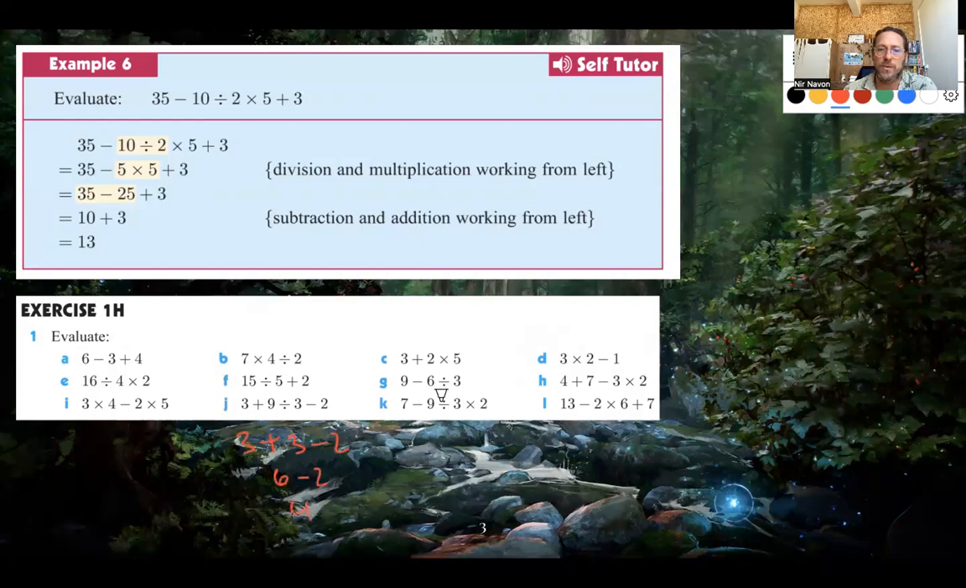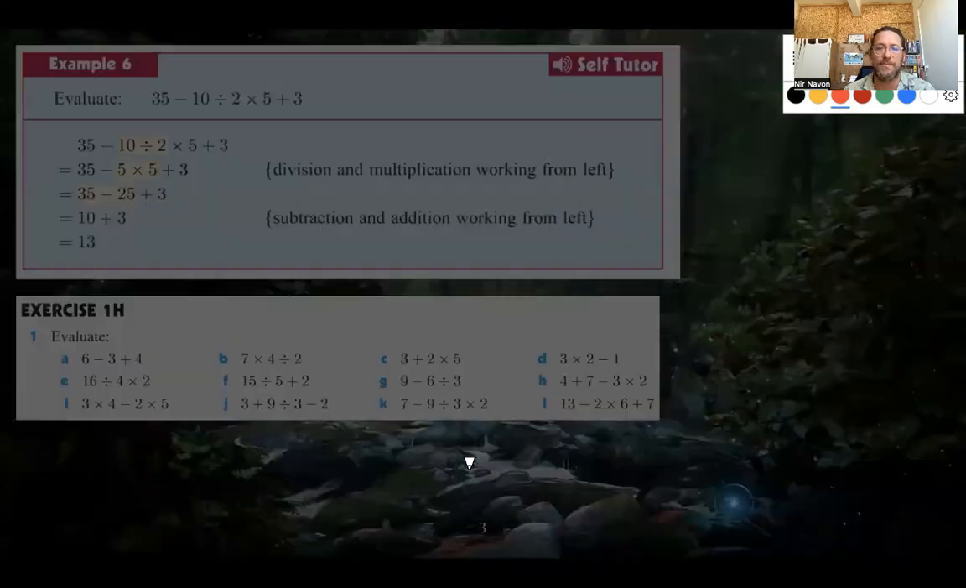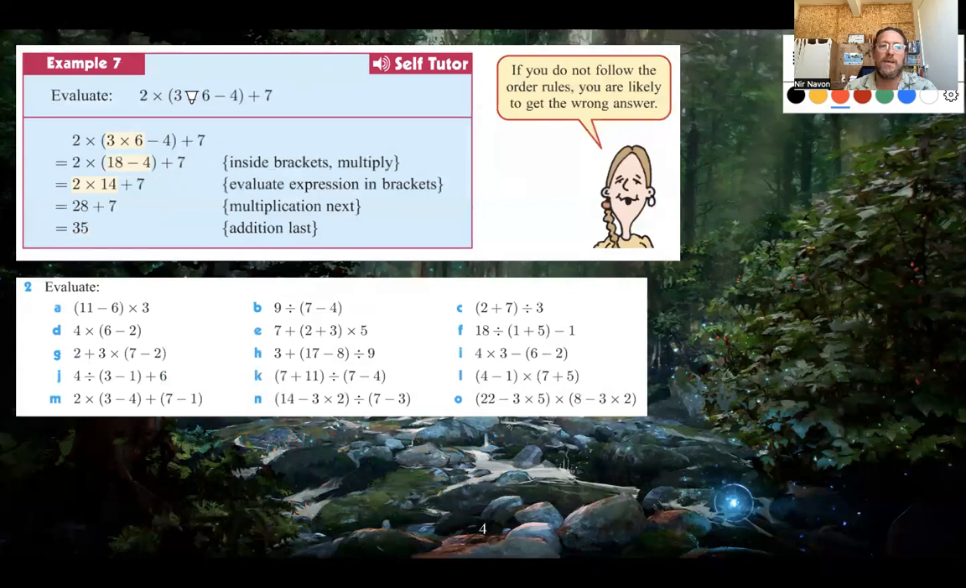And let's look at this one: division, multiplication and subtraction. We start with division and multiplication, working from left to right. 7 minus 3 times 2, 7 minus 6, and 1. You see I'm working in a few lines and a few steps. I recommend that. And now we have a bracket, so we work with the bracket first.